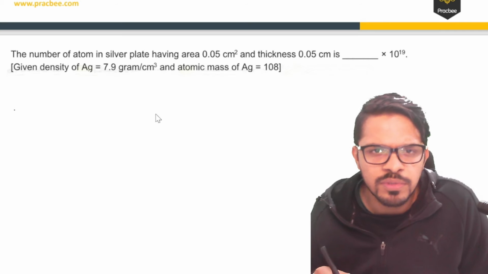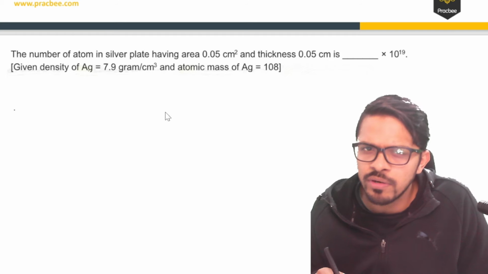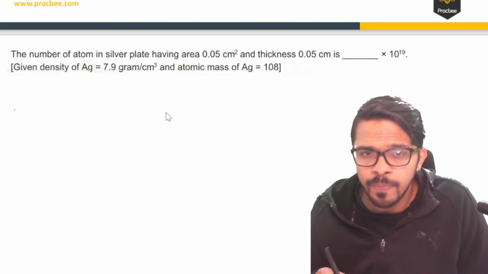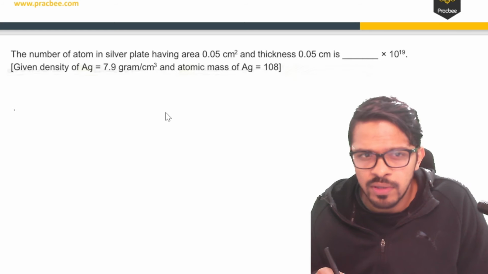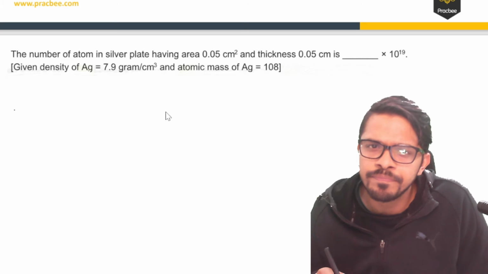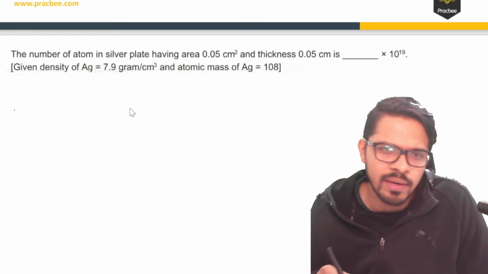The number of atoms in a silver plate having area 0.05 cm square and thickness 0.05 cm is this. The density is given. Atomic mass is given. We have to calculate the number of atoms. So basically we need to calculate the number of moles first, and to calculate the number of moles we need to calculate, okay, everything is given to us.